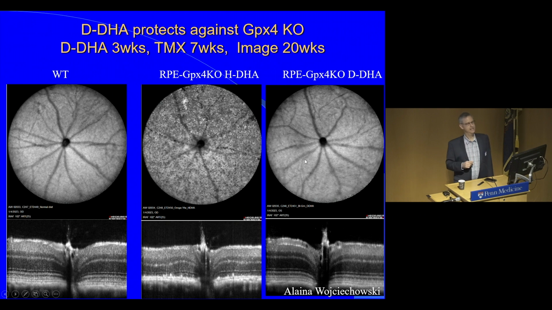Not only does deuterated DHA protect against iron injection, but it protects in another model that Elena Wojciechowski has been developing. In this model, Elena has knocked out an antioxidant called GPX4, glutathione peroxidase 4, specifically in the RPE. So this causes oxidative stress in the RPE and simulates ferroptosis. And when she feeds these mice a normal diet, they get this speckled autofluorescence and thinning of the photoreceptor outer nuclear layer. But when she feeds them deuterated DHA, they're completely protected.